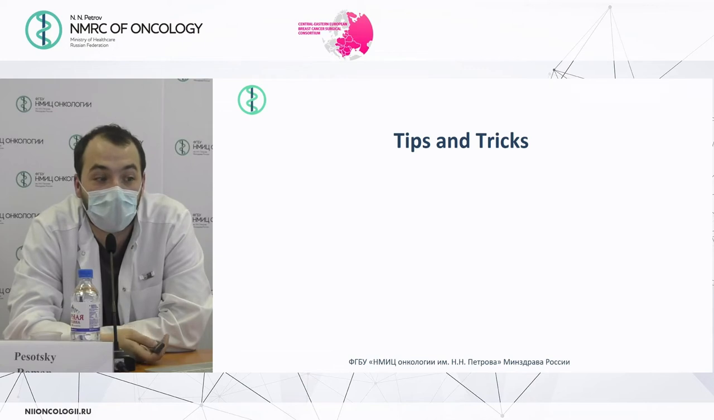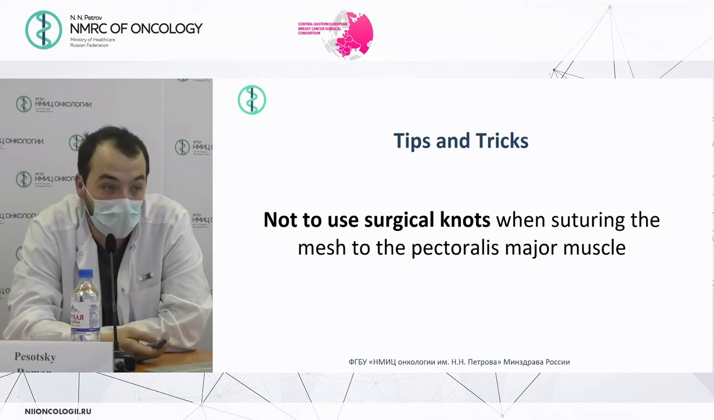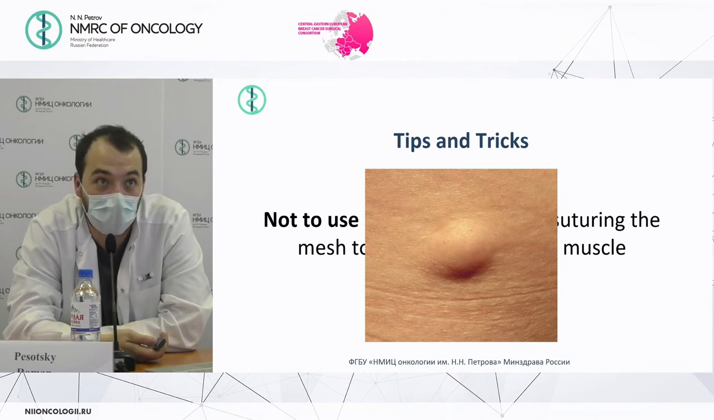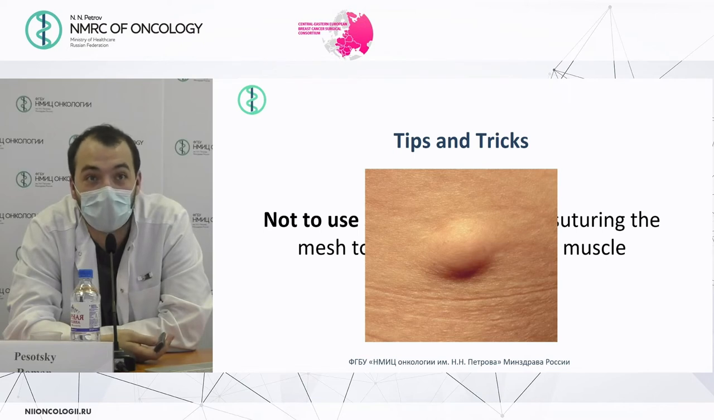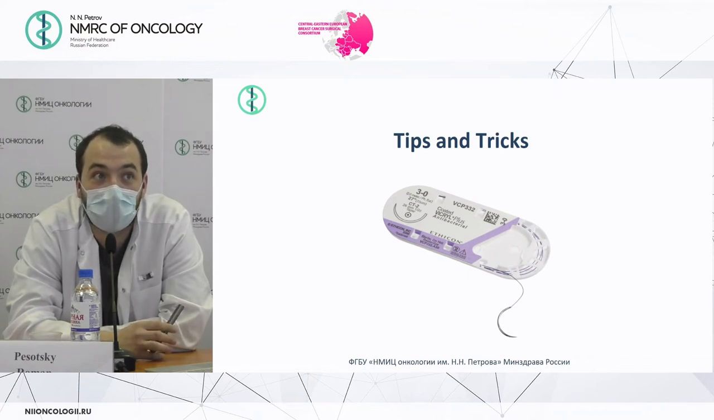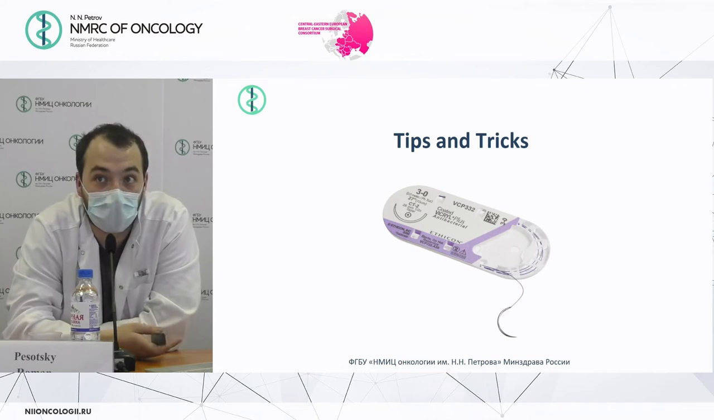The second trick: do not use surgical knots when suturing the mesh to the pectoralis major muscle, because the patient will feel these knots after the reconstruction, and it will decrease the final aesthetic result. And for suturing the mesh to the pectoralis major muscle, we found it is better to use Vicryl as a continuous suture, because with Monocryl the patients can feel it due to its durability.